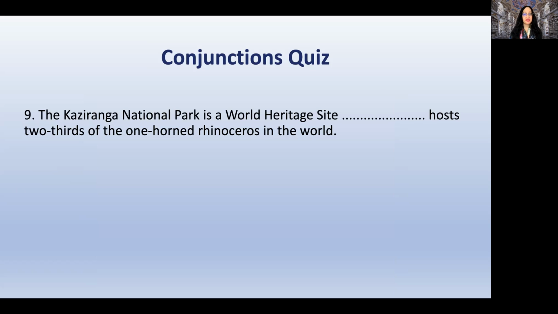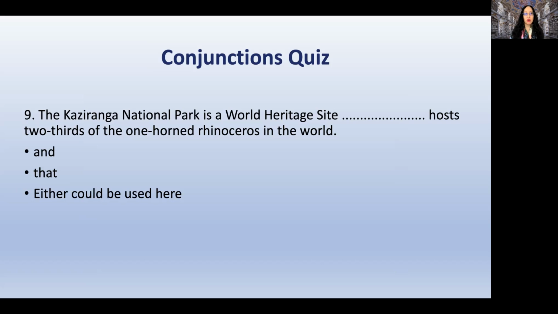Now this is a tough sentence to say. Number 9, the Kaziranga National Park is a World Heritage Site. Blank hosts 2/3 of the one-horned rhinoceros in the world. Tough words to say, right? So are we using the conjunction and? Are we using conjunction that?